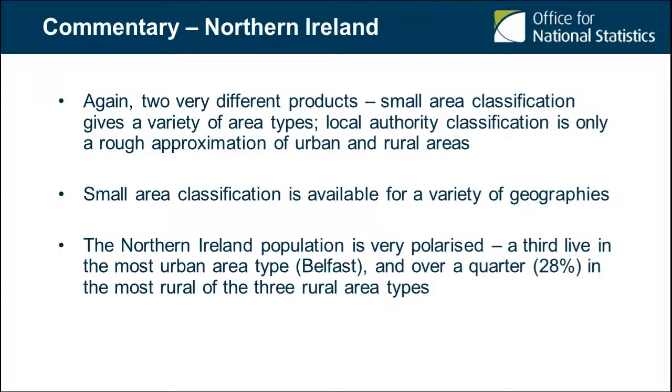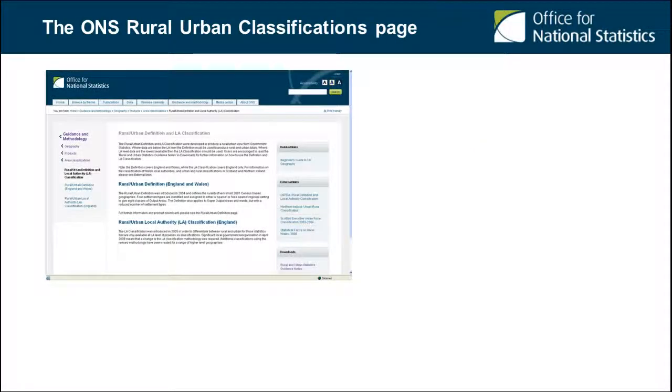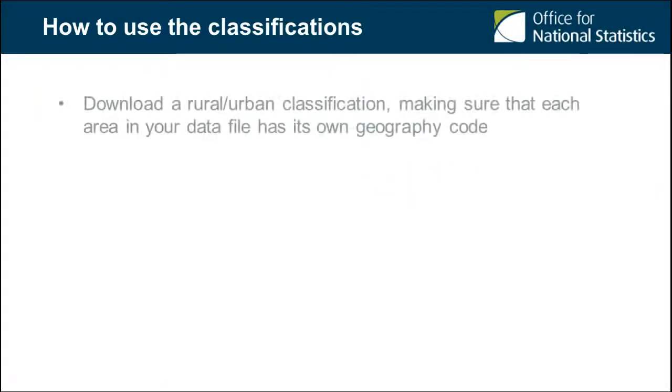Links to most of these classifications can be found on the ONS's webpage for rural and urban classifications, at the link on the page now. Before that, here's some guidance on using a classification to analyse a geographic dataset. Firstly, download a rural-urban classification. These are usually Excel or CSV files.